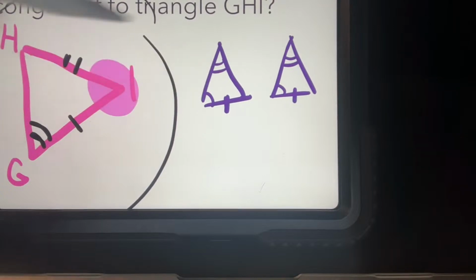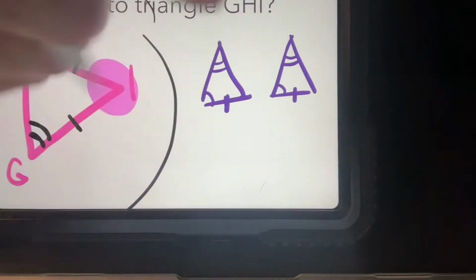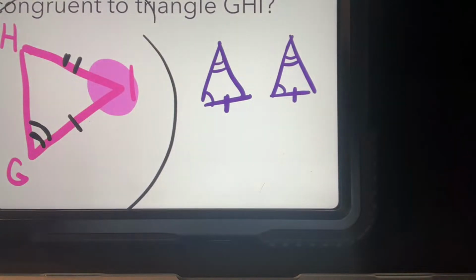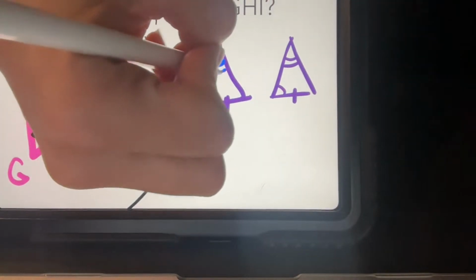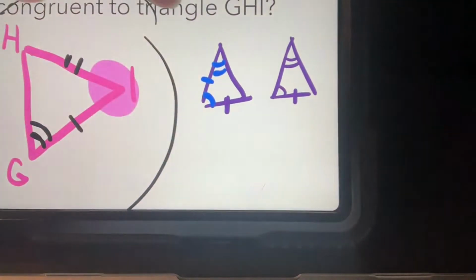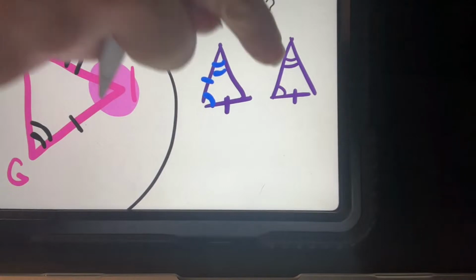Angle, side, angle would be sandwiched. So angle, side, angle would look something like this. That would be angle, side, angle. Purple would be angle, angle, side. If I have angle, angle, side, then that is a congruency postulate. Angle, side, side, or side, side, angle is not a congruency postulate.